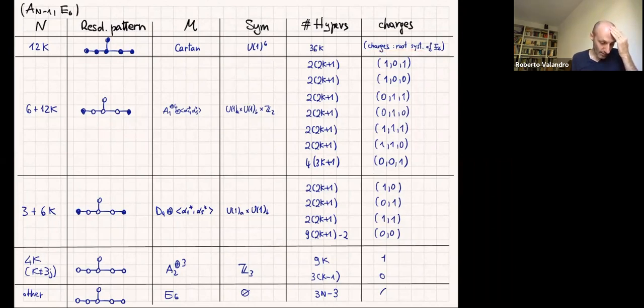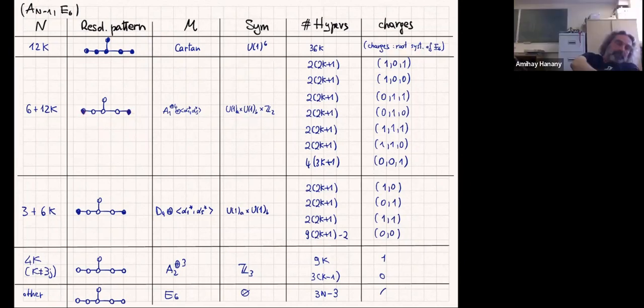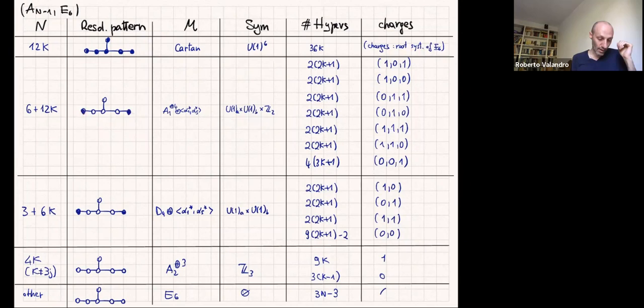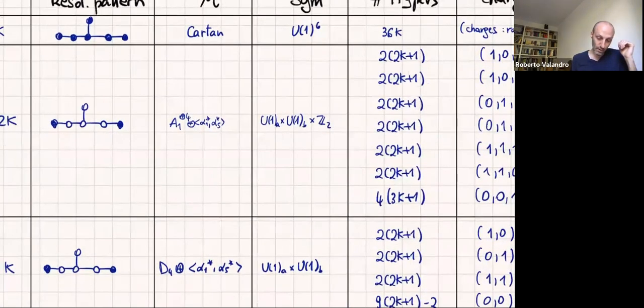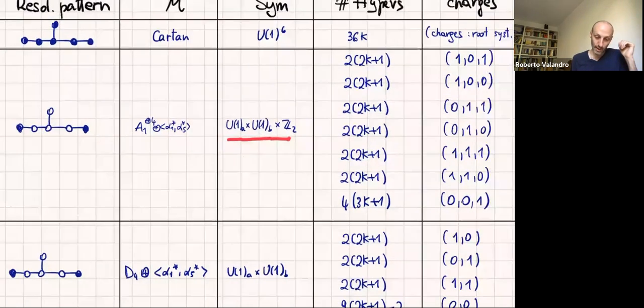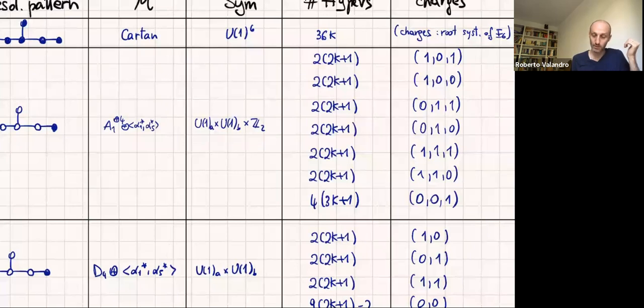Now, when you have n that is 6 mod 12, you have this interesting fact that you blow up 2 spheres, so you have U1 squared, and the phi will live in the maximal subalgebra of this D4, that is A1 to the 4. I can make this larger. So at the end, what we have is a symmetry that is U1 times U1 times Z2, and we can work out the number of hypers for each type of charges. Okay, charges and number of hypers that you get.